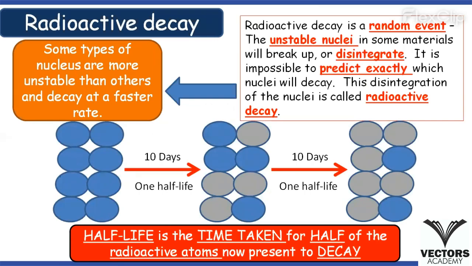Half-life. What is half-life? Half-life is the time taken for half of the radioactive atoms present to decay. That is called half-life. Some types of nucleus are more unstable than others and decay at a faster rate. Radioactive decay is a random event. The unstable nuclei in some material will break or disintegrate. It is impossible to predict which nuclei will decay. This disintegration of the nuclei is called radioactive decay.